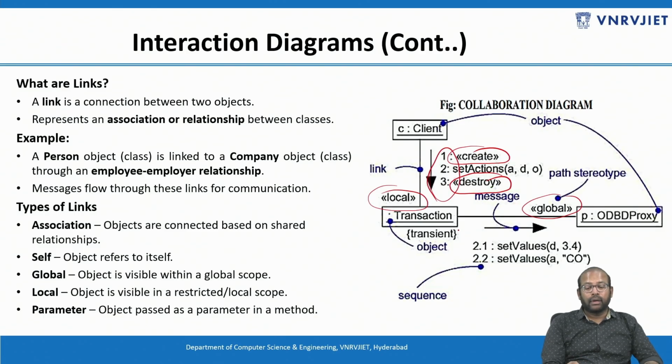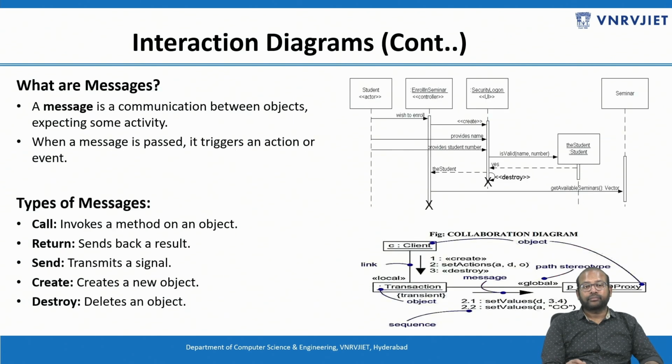Also you can have extra properties like a transient object, where you want to mention this type of object clearly, and its arguments, whatever arguments you are passing, everything is shown clearly with the help of the sequence. In this way you represent the collaboration diagram. And this is the sequence diagram. This is the way you take it.